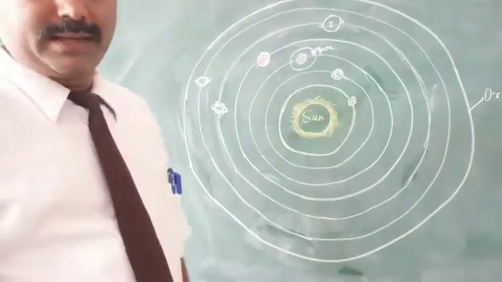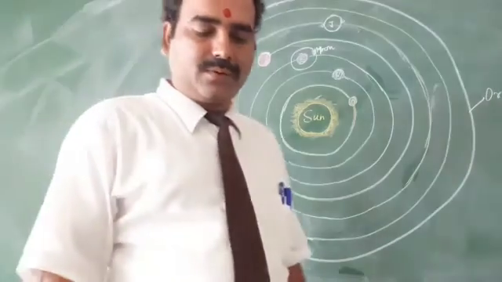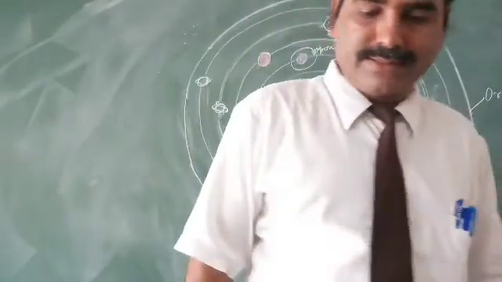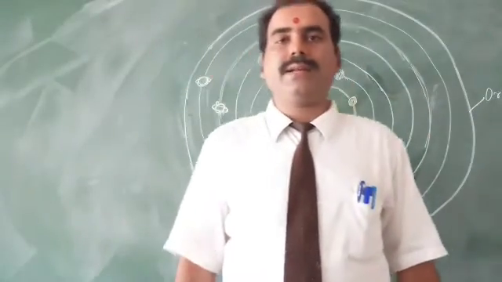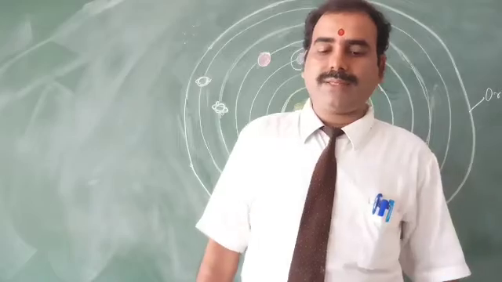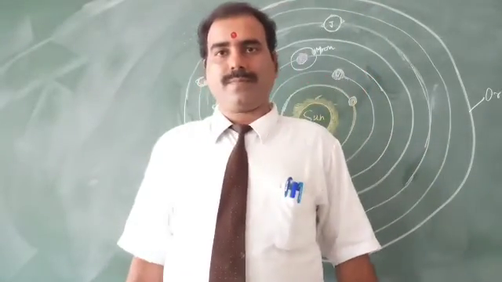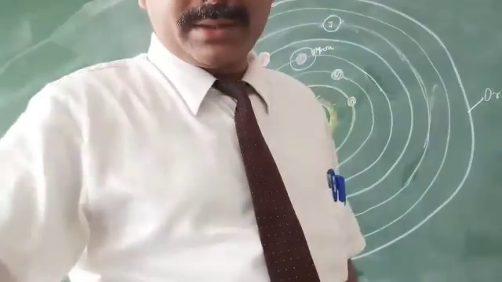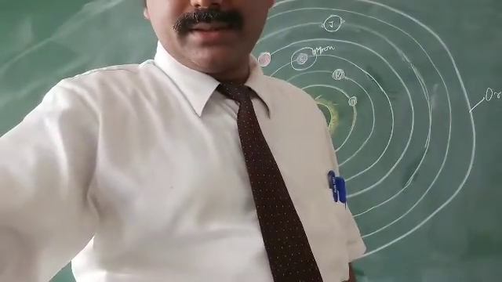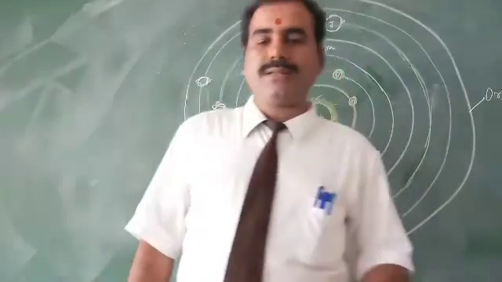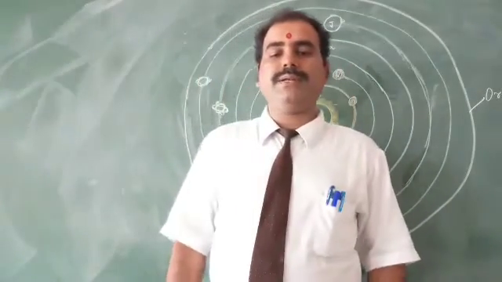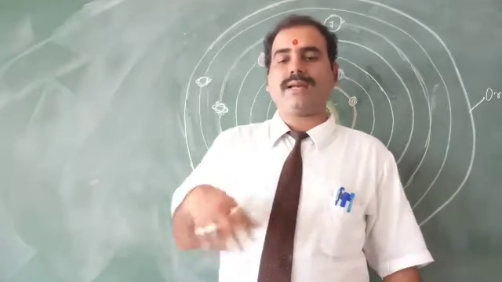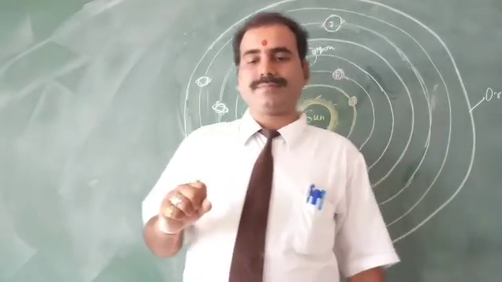Dear students, the celestial body which moves around the sun is known as a planet. In the Greek language, the term planet means wanderer. The celestial bodies called planets have been named so because they are in constant motion around the parent star.